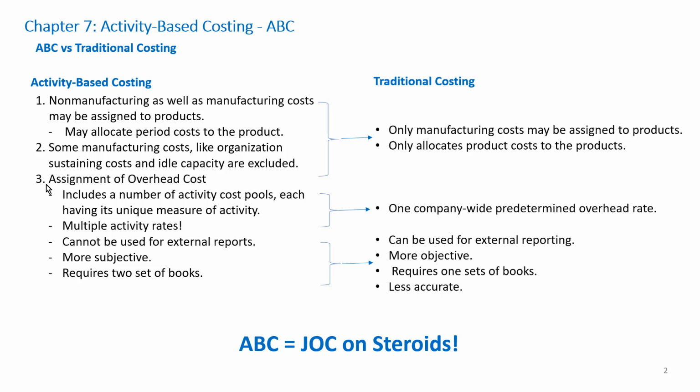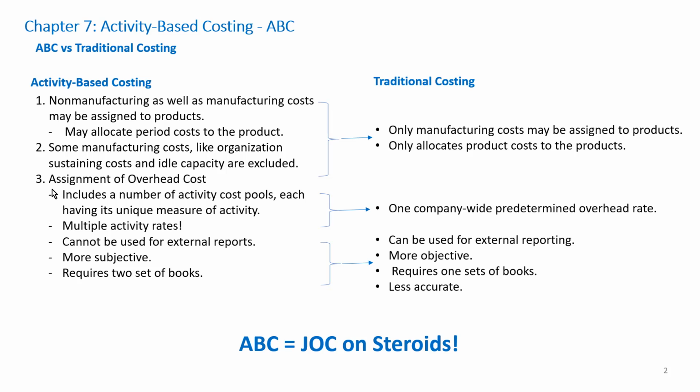Note that because ABC systems are used to support internal decision-making, they do not need to conform to generally accepted accounting principles. Therefore, while GAAP requires treating selling and administrative expenses as period expenses, and it requires assigning all manufacturing costs to products, ABC systems can assign selling and administrative expenses to products, and they can exclude manufacturing costs from products wherever it's appropriate.